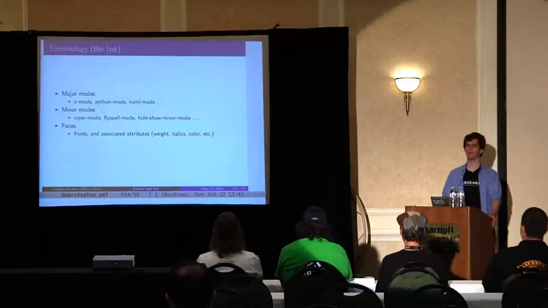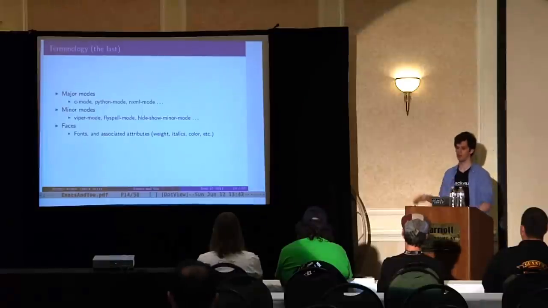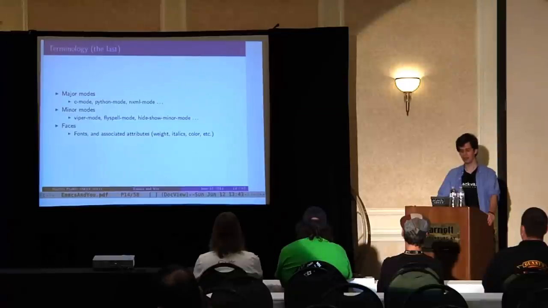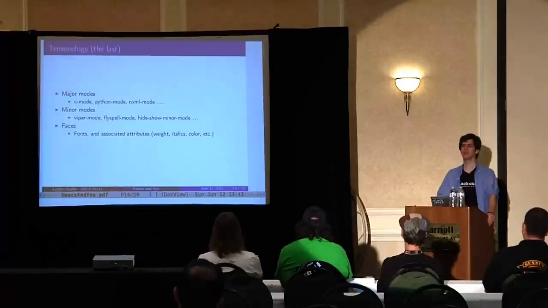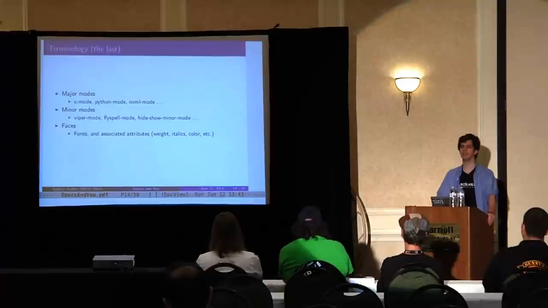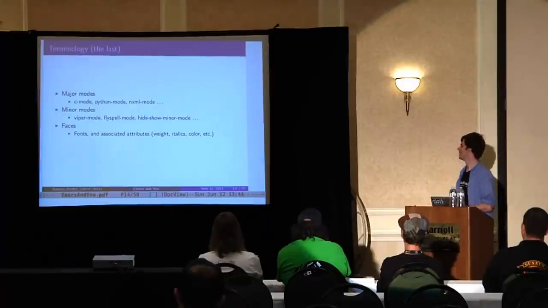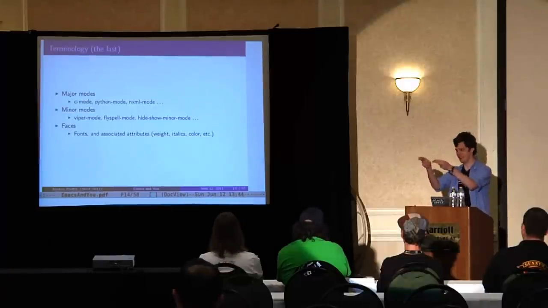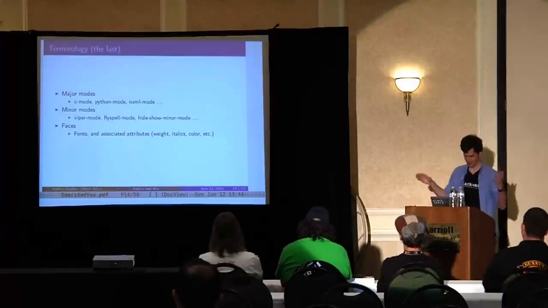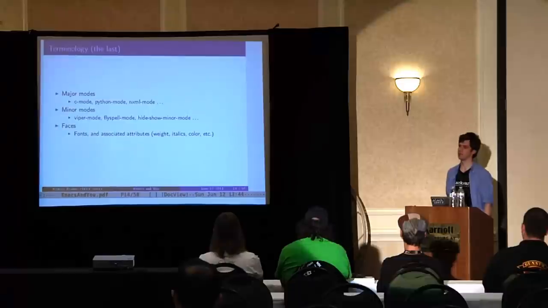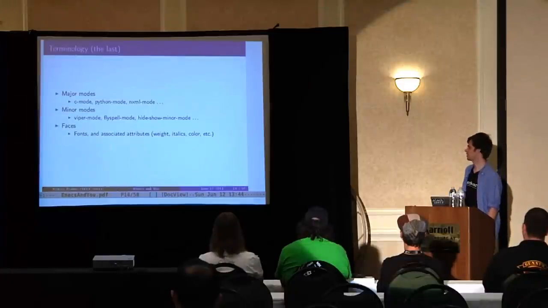FlySpell, which is on-the-fly spell checking, just opens up an ispell process and constantly checks your spelling. And hideshow minor mode, which is code folding. The annoying thing about hideshow minor mode is that the default key binding involves pressing three different keys. It's like C-c, Control C, the at symbol, Shift 2, and then the actual command. That's my thought precisely on this. It was one thing that other editors do a lot better than Emacs does. And faces are fonts and their associated attributes like color, weight, italics, etc.